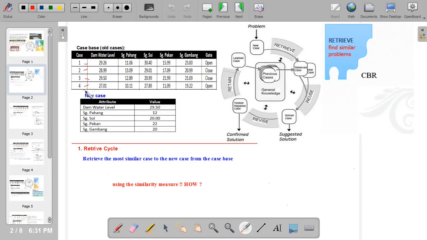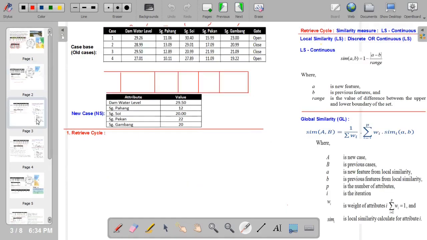In order to identify the most similar case from these four cases to the new case, we have to implement the similarity measure. Do you still remember? In calculating the similarity measure, we do have a local similarity and a global similarity, where the local similarity is executed in order to calculate the similarity degree between each attribute value or feature value of the new case and the old case, while the global similarity is a build-up of a local similarity.